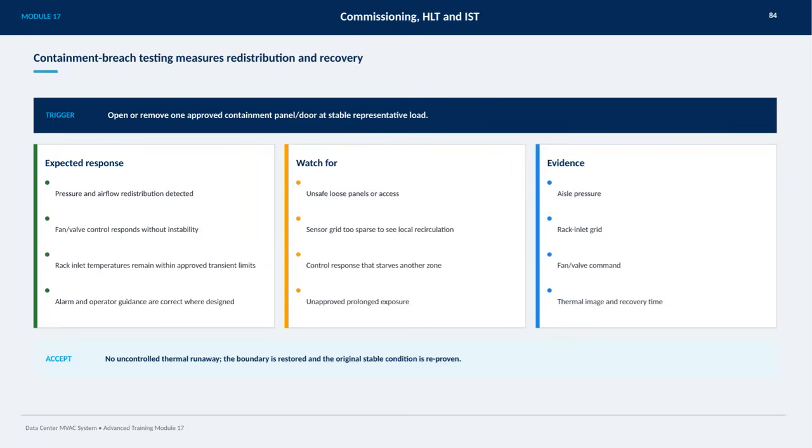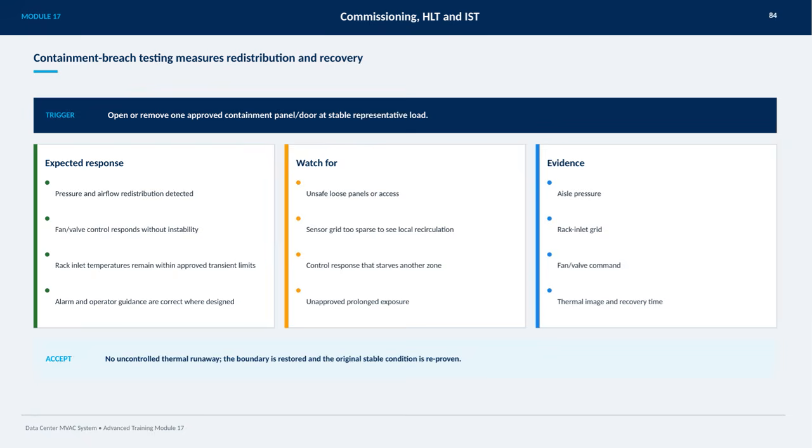In this slide, we focus on containment breach testing, which is critical for verifying how the system handles redistribution and recovery. The test is triggered by opening or removing one approved containment panel or door while operating at a stable, representative load. We expect to see pressure and airflow redistribute correctly, with fan and valve controls responding smoothly and without instability. It's important that rack inlet temperatures stay within the approved transient limits throughout this process. Additionally, alarms and operator guidance should function accurately where they are designed to do so.